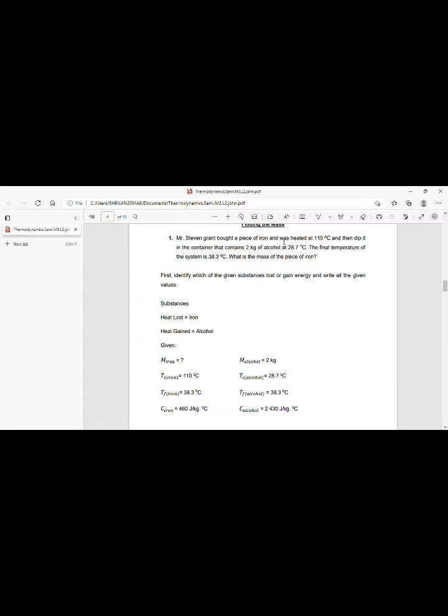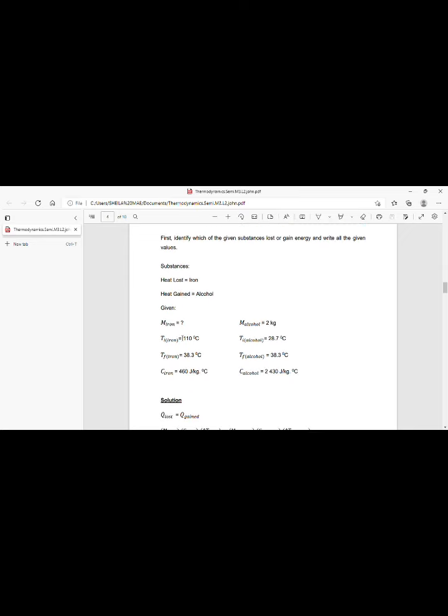The heated iron was dipped in the container that contains 2 kg of alcohol. So as we can see, the iron was heated and then dipped in the alcohol. The iron was losing heat and it will be transferred to the alcohol. So we can determine which of them gained or lost heat. Our heat loss is the iron, the heat gain is the alcohol.